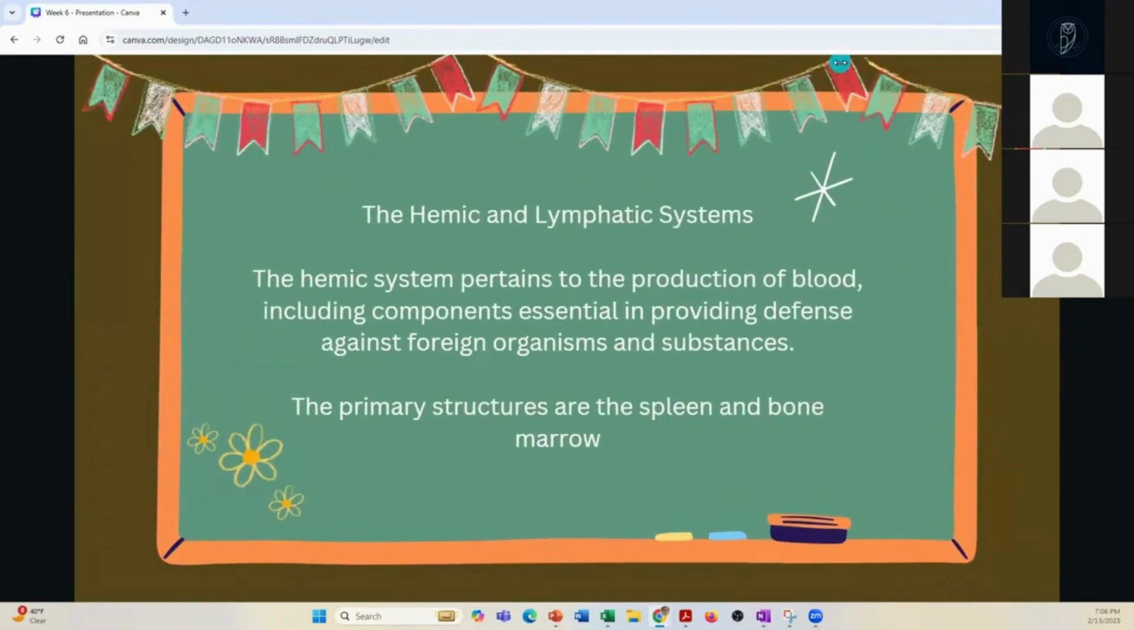The next part the book talks about is the hemic and lymphatic systems. The hemic system pertains to the production of blood, including components essential in providing defense against foreign organisms and substances. The primary structures are the spleen and the bone marrow.